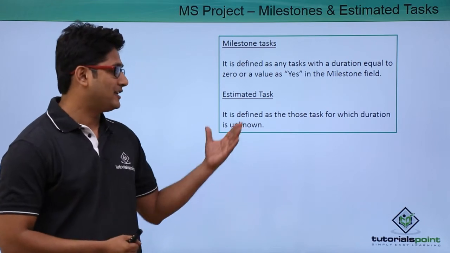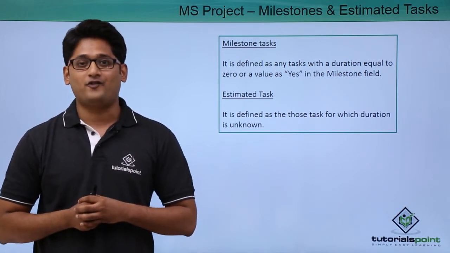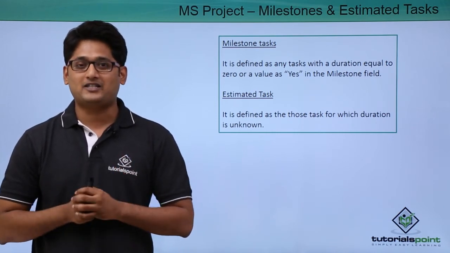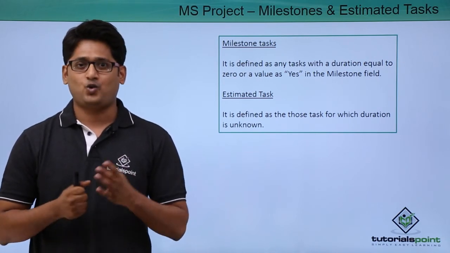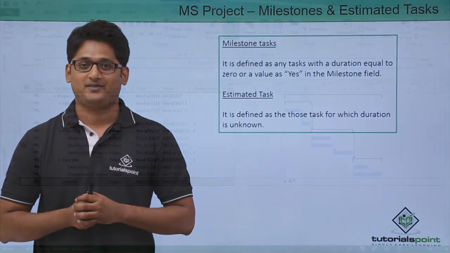And moving on with the next one, estimated task. The estimated tasks are those tasks for which the duration is unknown. Now, if you have seen in our project screen, sometimes under the duration column, you see a question mark. So what is this question mark? We'll try to understand this in our practical approach.